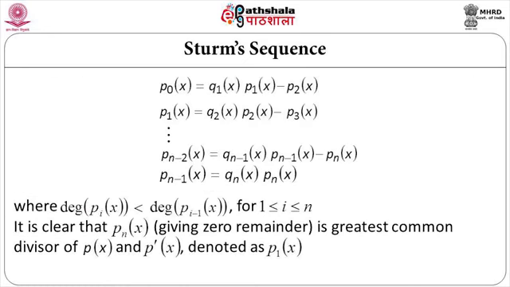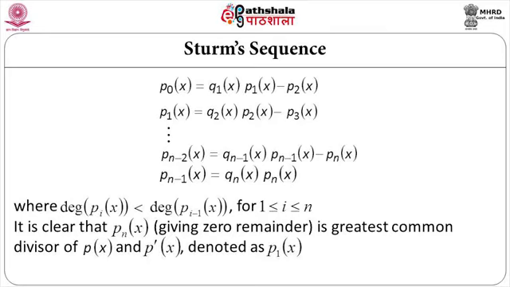So, this is how we apply it. See, you divide p 0 x by p 1. P 1 is the derivative of p, we know it. P 0 is our original polynomial under question. The quotient is q 1, and the remainder, whatever it is, its negative is p 2 x. Next, we will divide p 1 by p 2, giving us the quotient q 2 and the remainder as minus p 3 x. This process we continue till we get the remainder as 0, that is p n plus 1 will be 0.